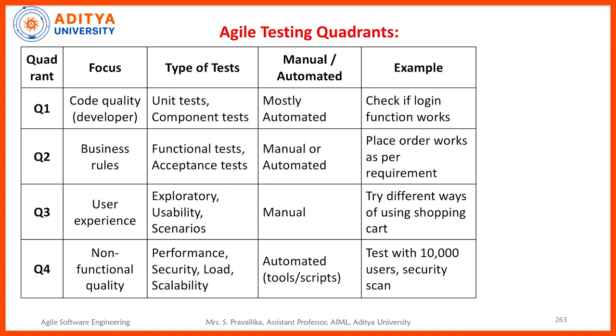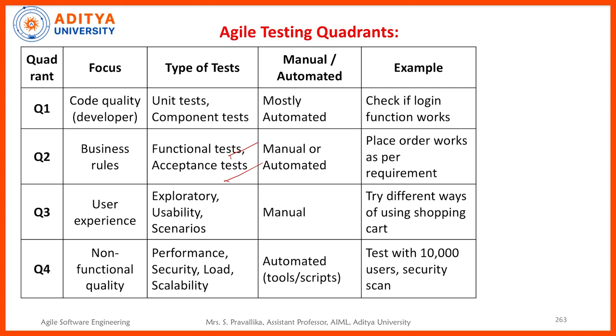In Q2, we focus on business rules. The types of tests we perform are functional test and acceptance test. This can be manual or automated, so we can have the tests either manual or automated. Example, place an order as per the requirement. We can have a manual test or an automated test.